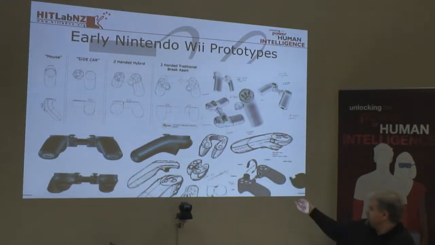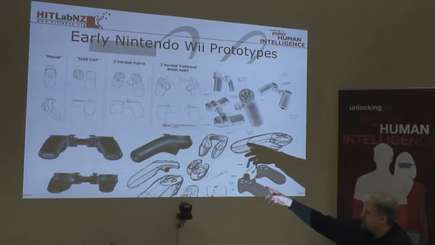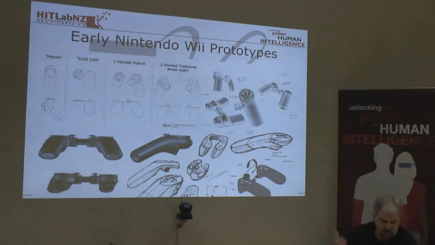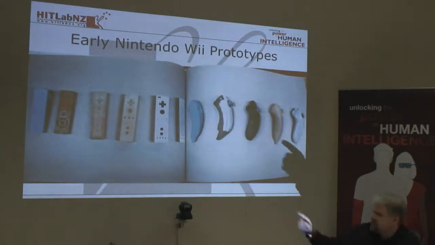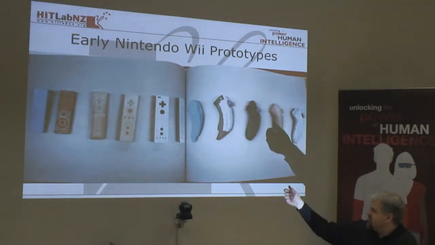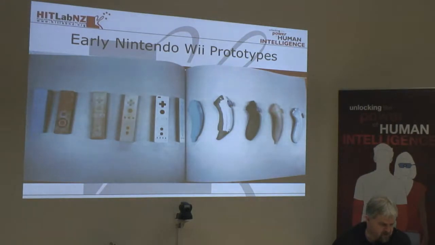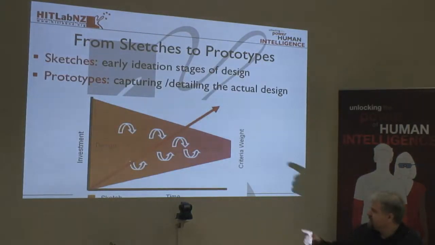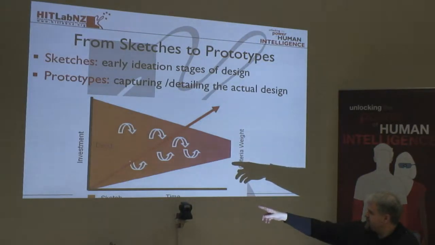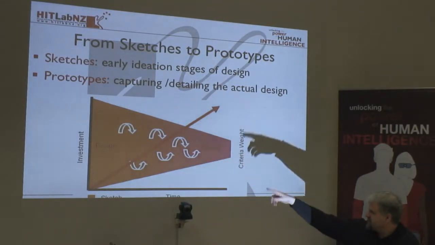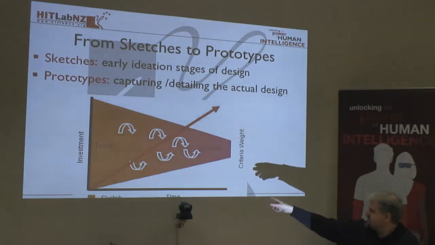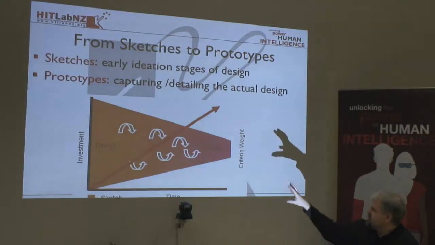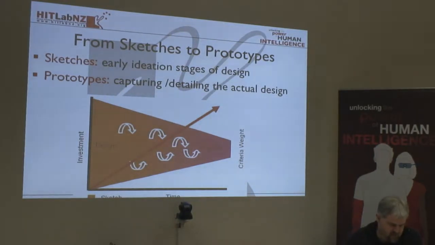So they built a whole bunch of different drawings and 3D renderings and 3D graphic models of what the controllers might look like, and they even made physical prototypes. So here's a whole bunch of physical prototypes of 3D printed different controllers. Sketching will happen early on in the design phase, and then you move over to prototyping. So again, you get this process where you've got sketching at the beginning, and sketching is really about design, and then over time you go to prototyping, which is more about usability and about capturing the user interaction and detailing the actual design.